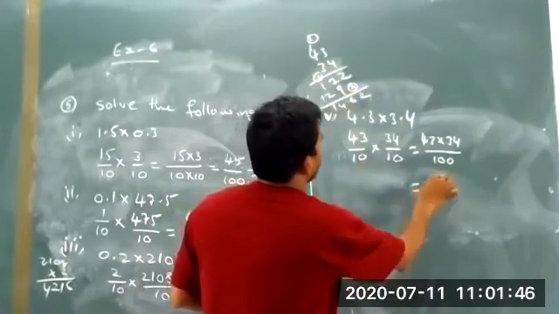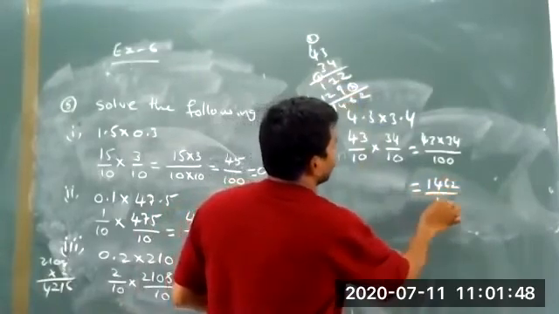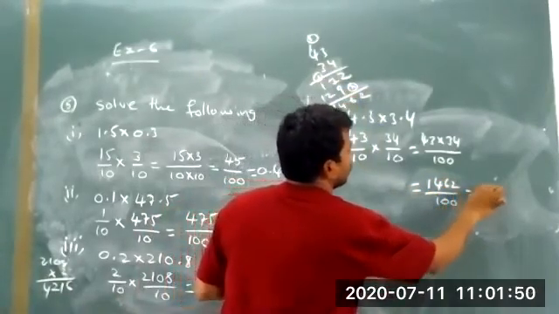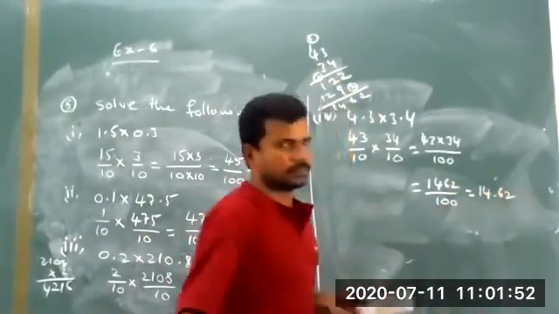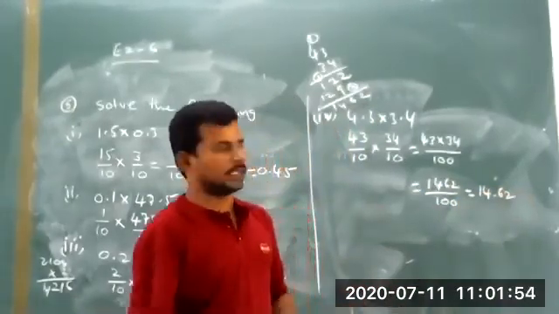So 1462 by 100 equals 14.62. That's the answer.